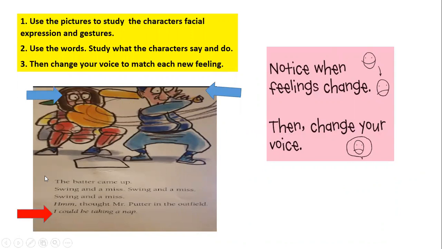The batter came up. Swing and a miss, swing and a miss, swing and a miss. Thought Mr. Potter in the outfield, I could be taking a nap.